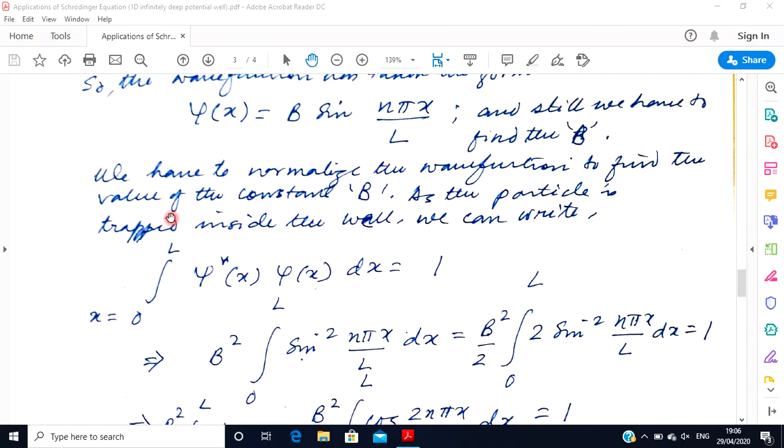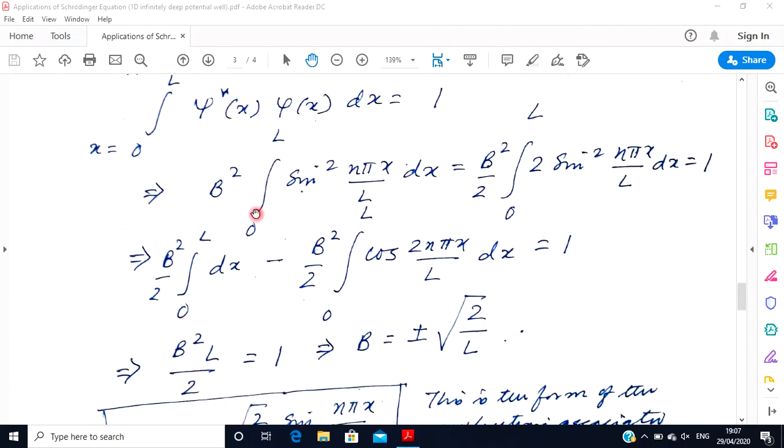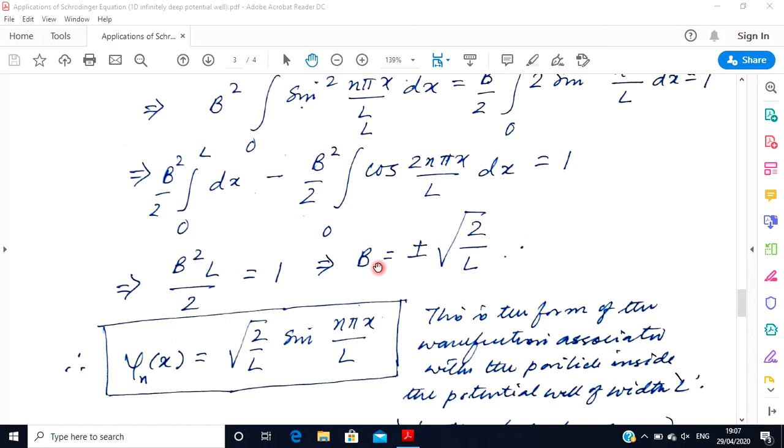So this is the standard normalization procedure because we know that the particle does exist between x equals 0 and L. So this is the integral of psi star psi dx equals 1. From here if you do the calculation, you will see this will be b square by 2 times the integral of sine square n pi x by L dx, etc. And ultimately you will get b equals root under 2 by L.